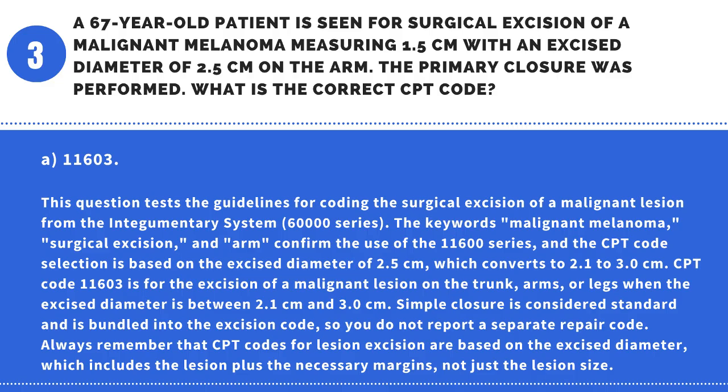CPT code 11603 is for the excision of a malignant lesion on the trunk, arms, or legs when the excised diameter is between 2.1 centimeters and 3.0 centimeters. Simple closure is considered standard and is bundled into the excision code, so you do not report a separate repair code. Always remember that CPT codes for lesion excision are based on the excised diameter, which includes the lesion plus the necessary margins, not just the lesion size.